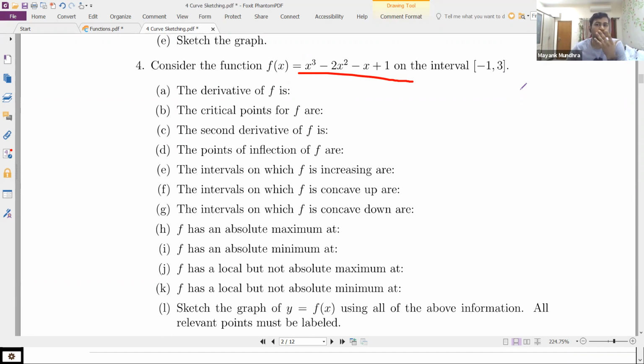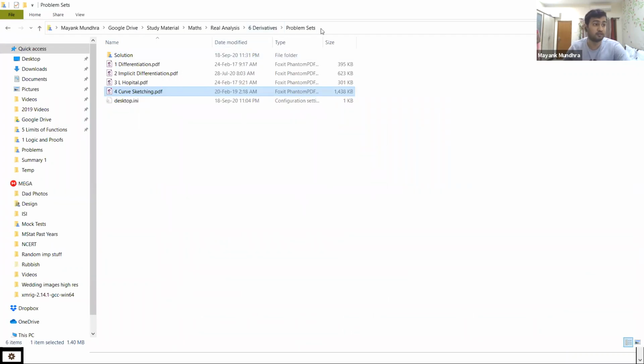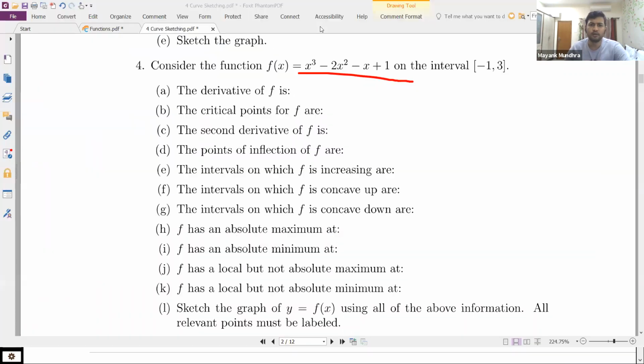To reach there will take us about 1.5 to 2 months, because we are doing one lecture per week and some of the lectures are going to be more than just one session. So it's going to take us another 1.5 months to reach the 6th chapter on derivatives. But when you reach there, this will be one of the most interesting problem sets.